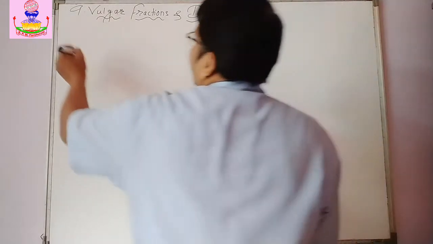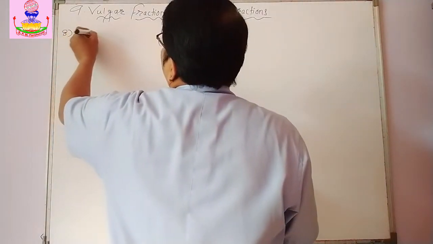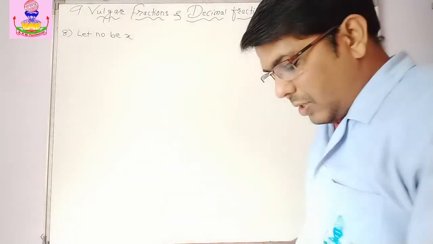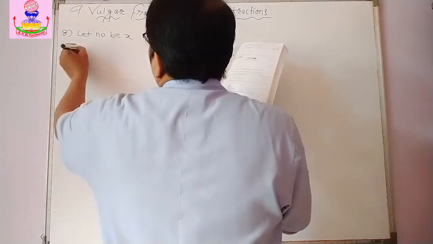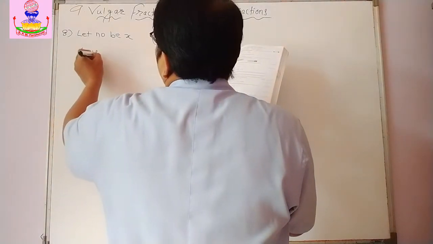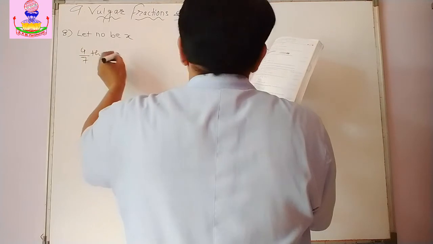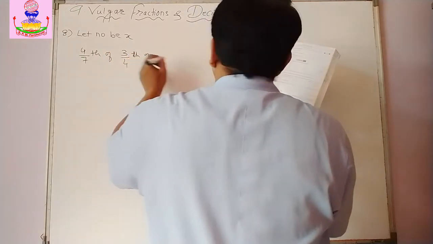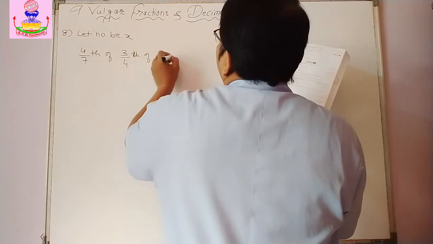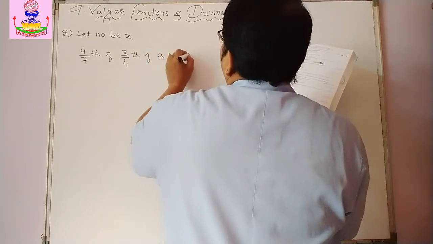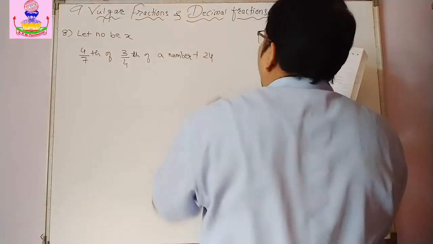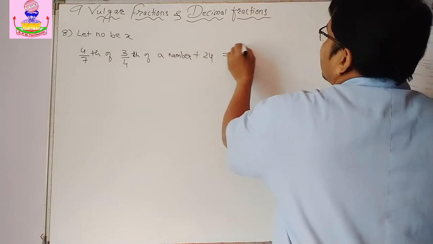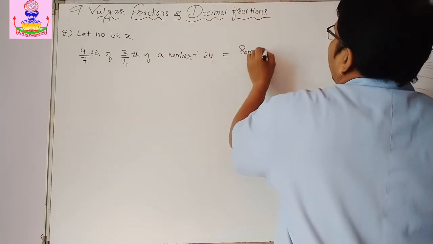We don't know. So let the number be x. Okay, so let the number be x. So what it says: 24 is added to 4 upon 7 of 3 upon 4 of a number. A number means x. Okay, so we are adding 24, and you get the same number. Okay, so that is the same number.